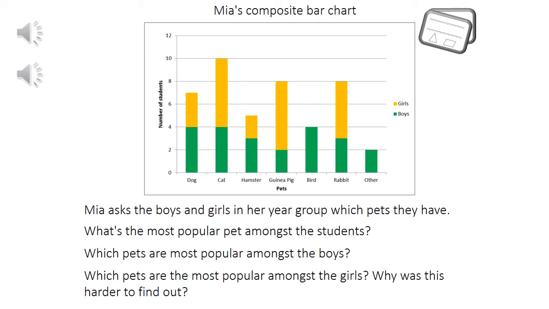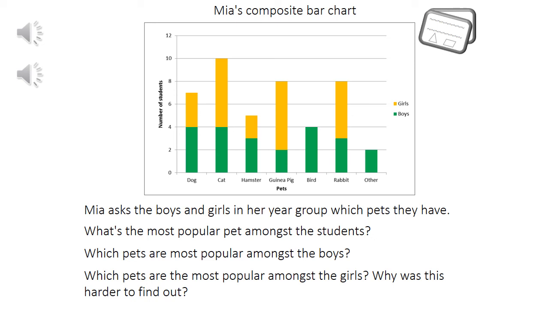If we're looking at the actual numbers though, you can see with a cat, 4 boys preferred the cat, whereas 6 girls preferred the cat. So when it comes to looking at the most popular pet amongst the boys, we've got 3 possibilities. It could be dog, cat or bird. For all of those, 4 boys preferred it.